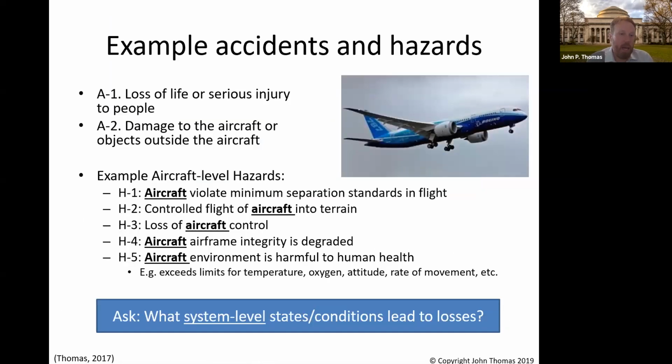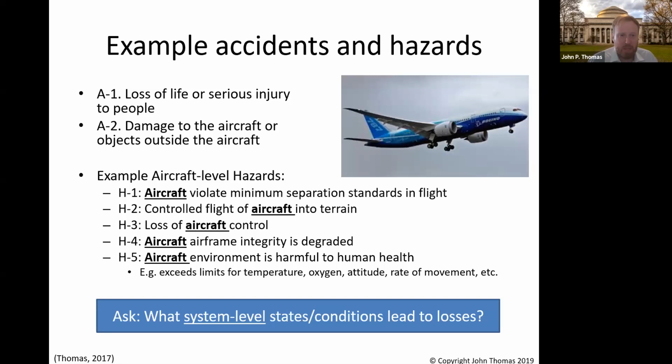Here are some more examples for aircraft. Maybe we have a loss of aircraft control. Maybe the aircraft airframe integrity is degraded. We're not getting too close to other aircraft. We can control the thing just fine. We're not flying into the terrain, but something's wrong with the airframe integrity. A few years ago, we had a 5-foot gash torn into the fuselage of commercial aviation jets with passengers on board. That's not so good.